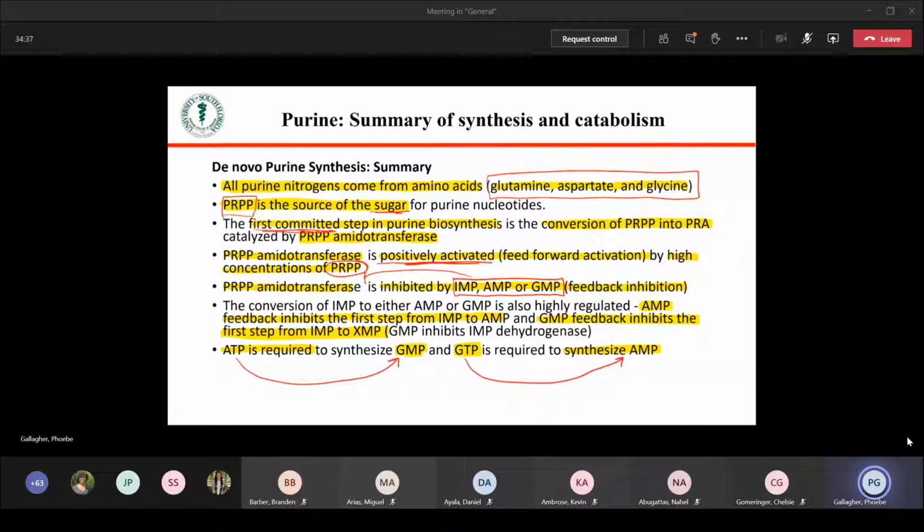And here it's pretty much saying the same thing, that you've got your feedback inhibitions for the first step, and then just read through this and memorize it because these are the main points. And then lastly, ATP is used for GMP, but GTP is used for AMP, so it's reversed. So know that, that's important.